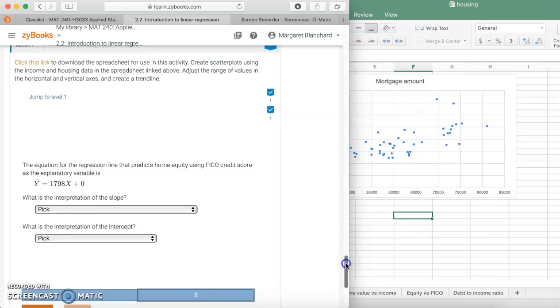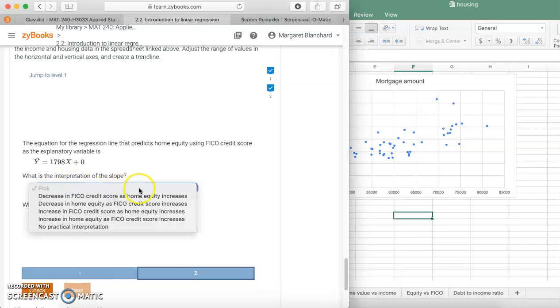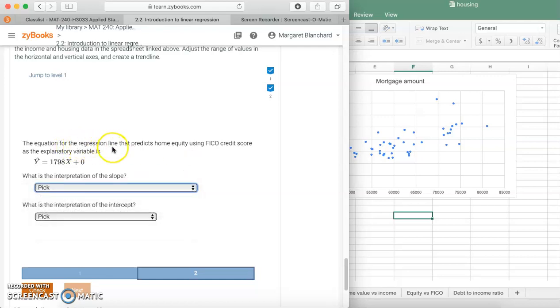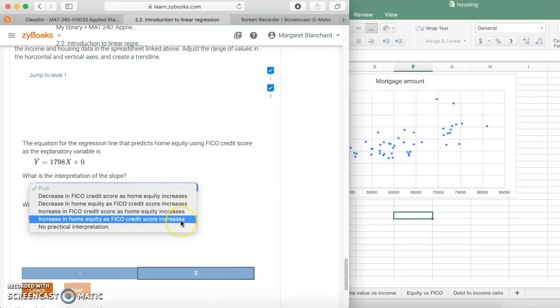It says, what is the interpretation of the slope? Remember, the slope is that number in front of your X. That's the 1,798. What our slope tells us is for every unit increase of X, this is how much we expect Y to increase. We're predicting home equity, so X is our FICO credit score. Since that FICO score is our X and our home equity is the Y, we would say that that slope is an increase in home equity as FICO credit scores increase.